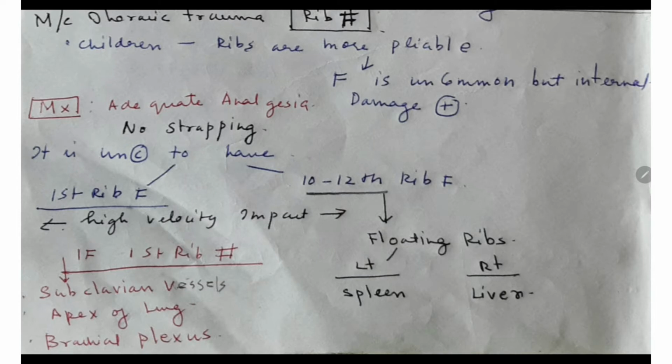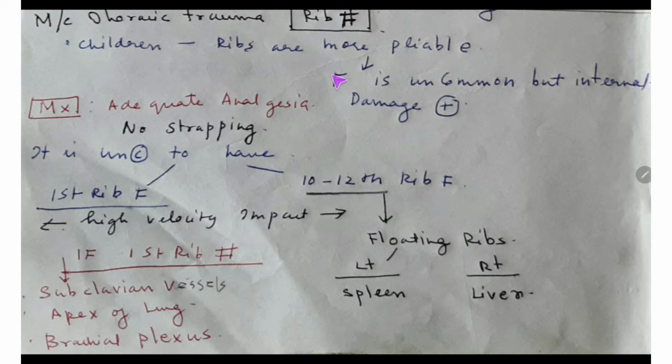Hi everyone, welcome back to the series of video lectures on thoracic trauma. This is the second video. Here we'll talk about rib fracture. Rib fracture is the most common cause of thoracic trauma.